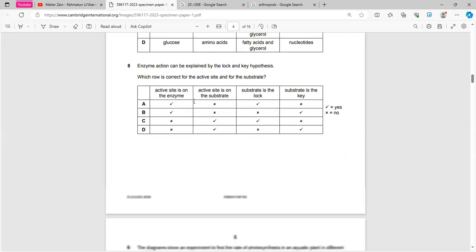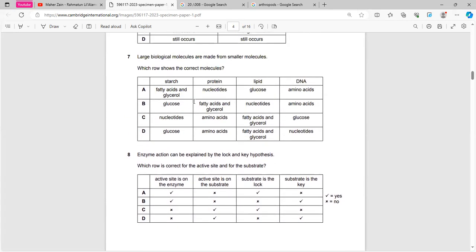Now, in question number 7, starch is made up of glucose, protein of amino acids, lipids of fatty acids and glycerol, which help to make triglycerides and further accumulate as lipids in the body, and DNA is made up of nucleotides, which I discussed before as well: adenine, guanine, cytosine, thymine.